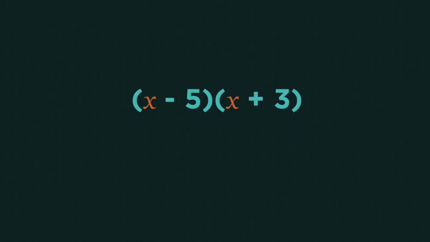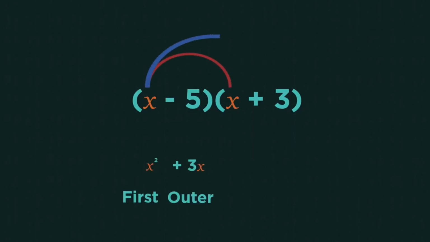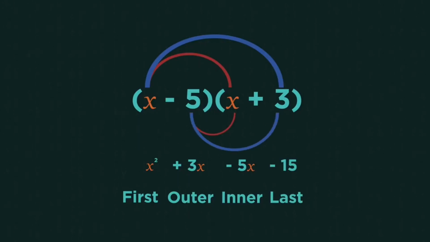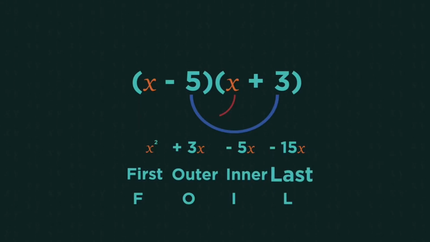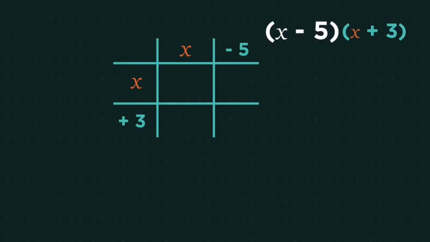So x multiplied by x is x squared, x multiplied by 3 is 3x, negative 5 multiplied by x is negative 5x, and negative 5 multiplied by positive 3 is negative 15. See how I've ended up with 4 arcs? That's really important because it means I haven't missed anything out. Some people like to remember this as FOIL. First, outer, inner, last.